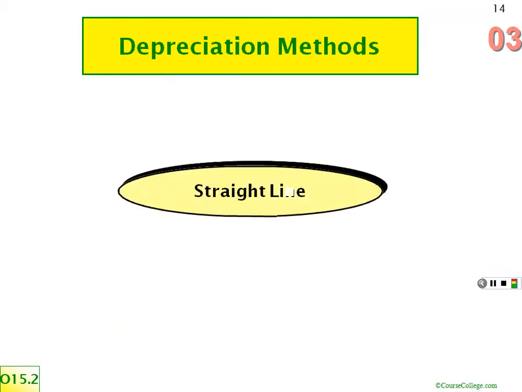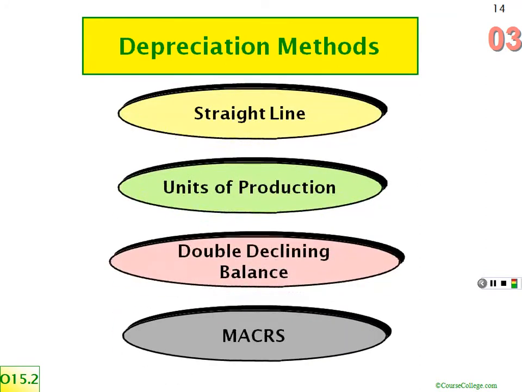Let's see how they work. Remember, we're going to study straight line, units of production, and double declining balance. We won't touch the tax method, MACRS, which is a form of accelerated depreciation similar to the double declining balance method.